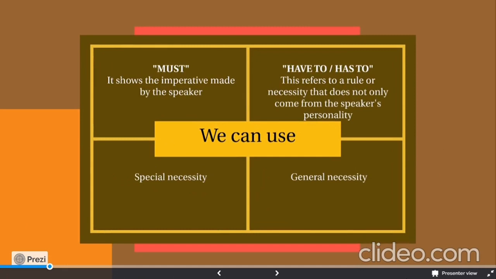To make a sentence about obligation, we can use must and have to or has to. Must shows the imperative meant by the speaker, while have to or has to refer to a rule or necessity that doesn't only come from the speaker's personality. So we can conclude that must is special necessity, while have to or has to are general necessity.